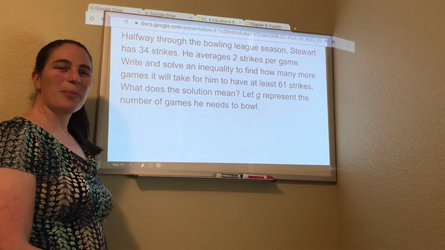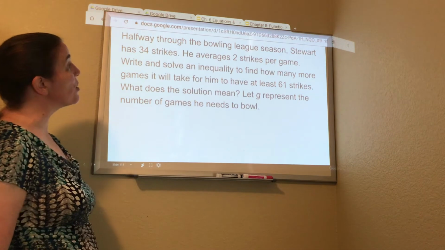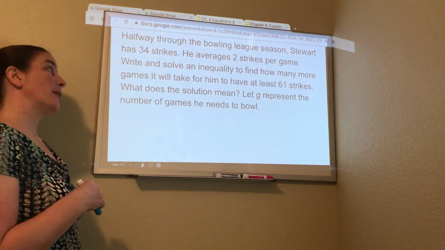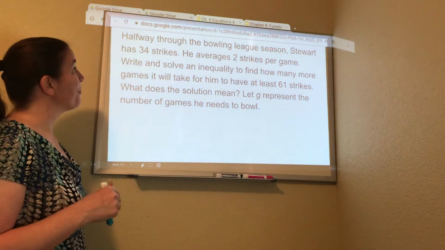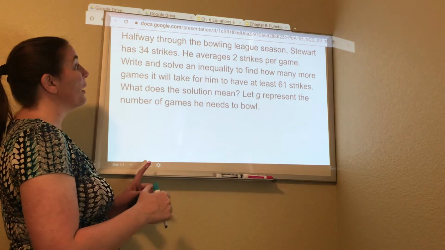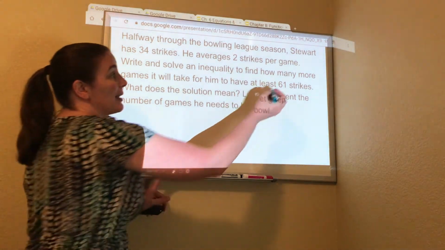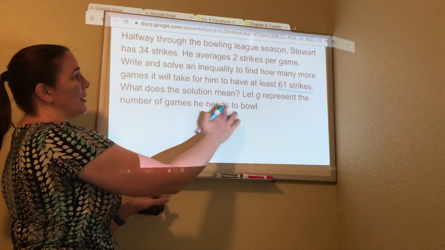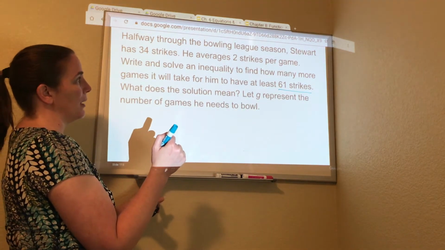Here's our last problem. Let's go ahead and read it together. It says, halfway through the bowling league season, Stewart has 34 strikes. He averages 2 strikes per game. Write and solve an inequality to find out how many more games it will take for him to have at least 61 strikes. What does the solution mean? Let G represent the number of games he needs to bowl.